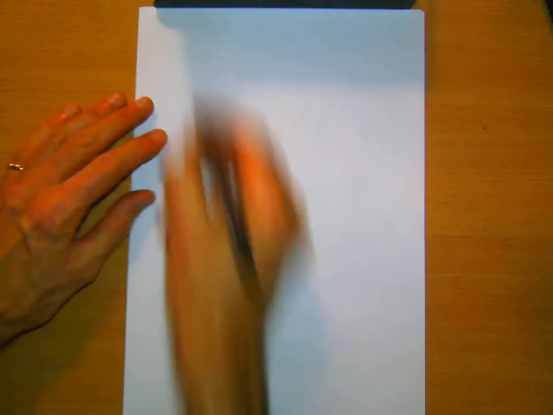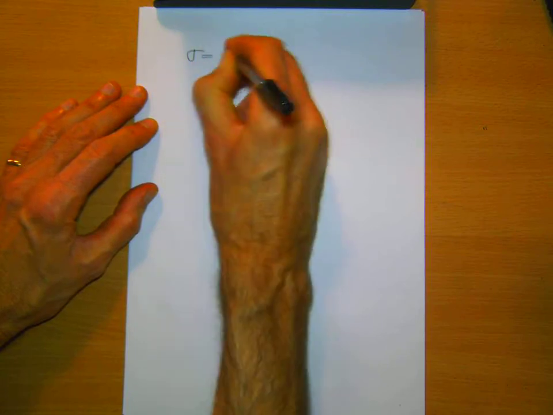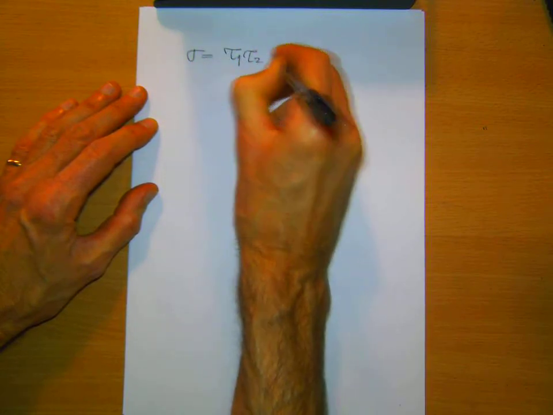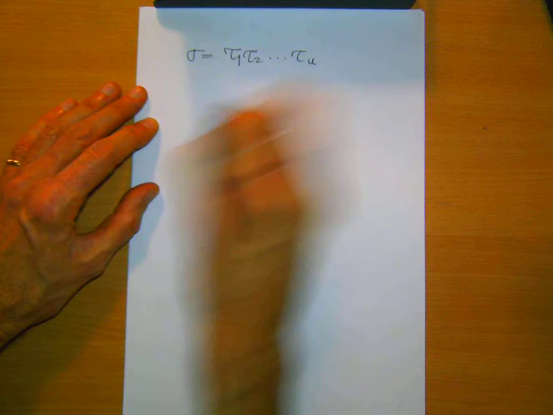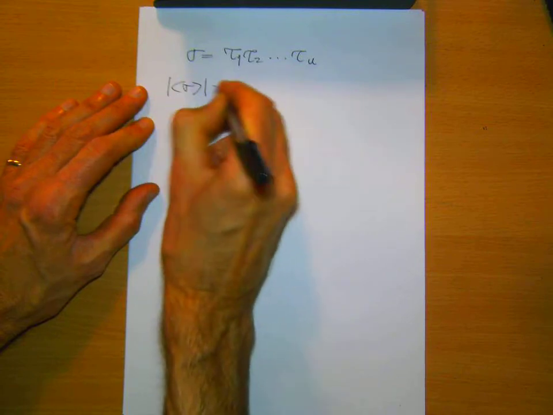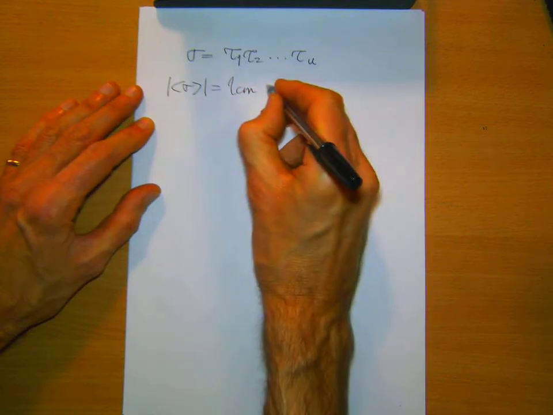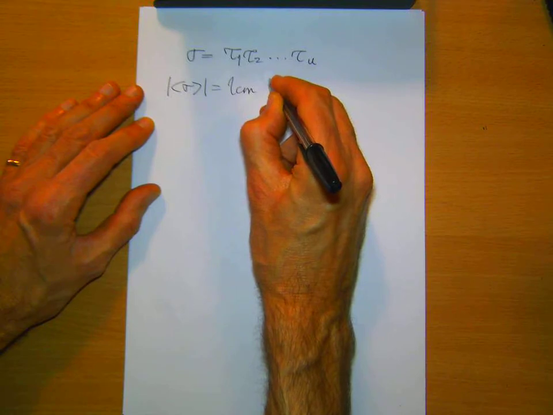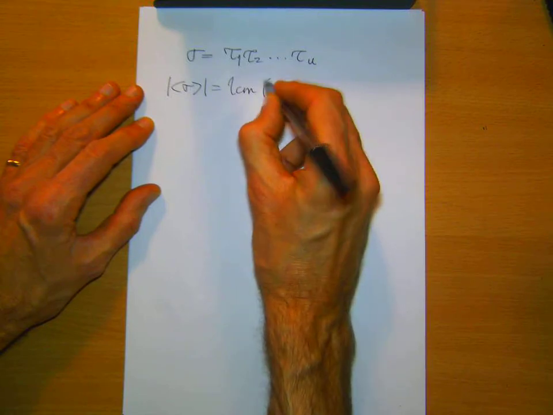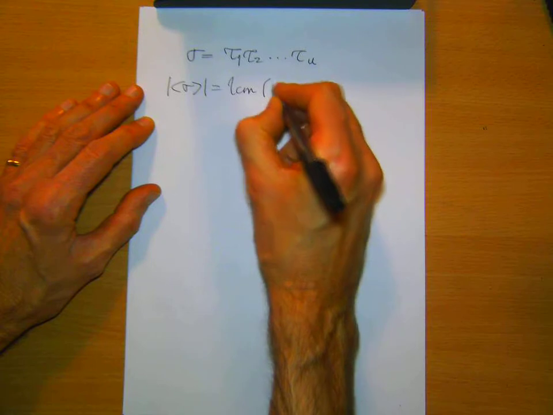So let me just write this up again. So sigma was a product of disjoint cycles, and the order of sigma was the lowest common multiple of, let me just write it out the way I wrote it.